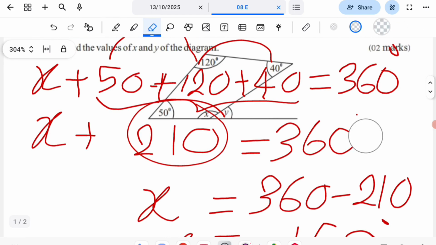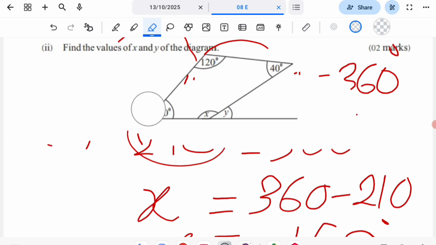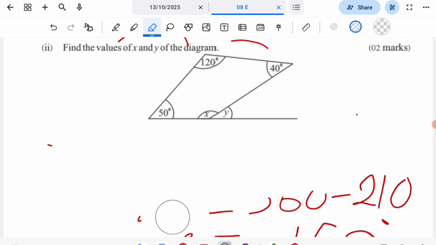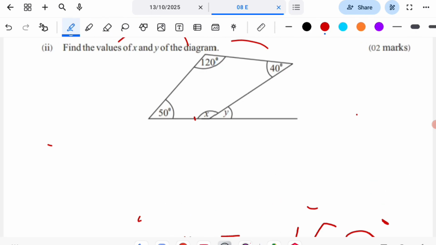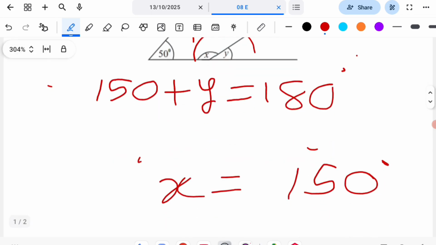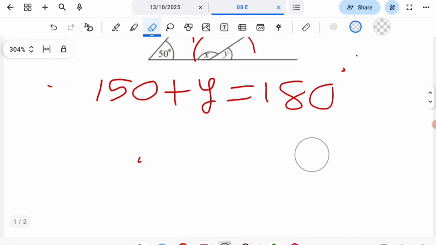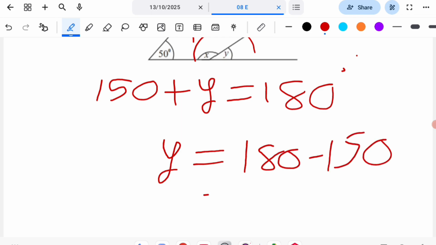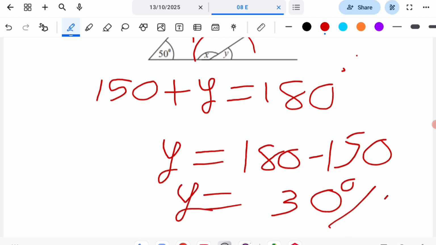Now we can find the y value. When finding the y value, we consider that the sum of adjacent angles on a straight line should be 180 degrees. Then the x value is 150, so 150 plus y should equal 180. Sum of adjacent angles on a straight line. Then we can find the y value. We bring 150 to the right hand side as a minus term. Then 180 minus 150 is 30. The y value is 30 degrees.